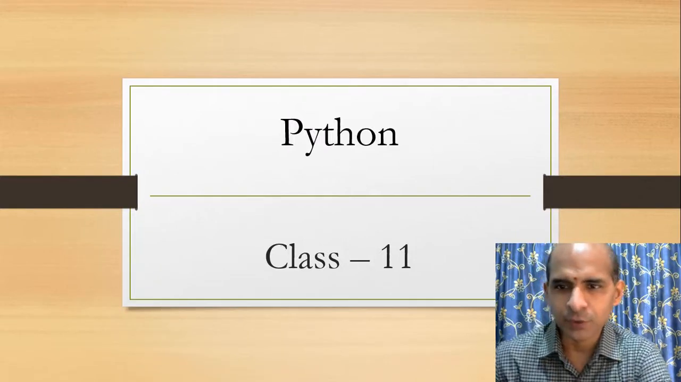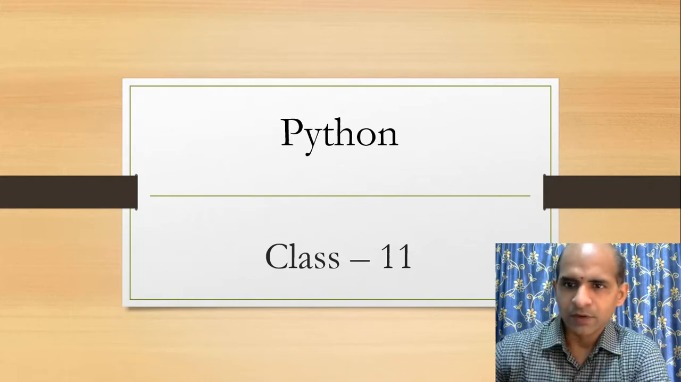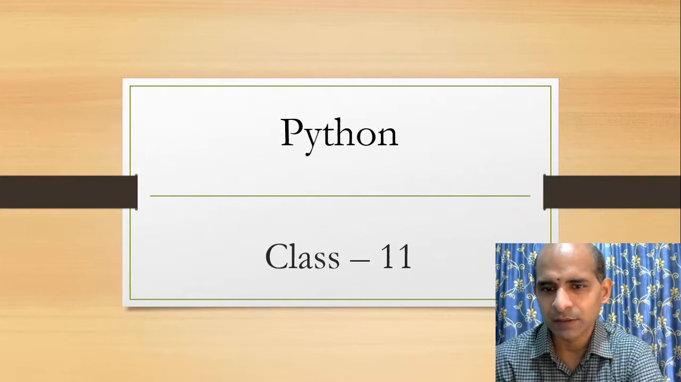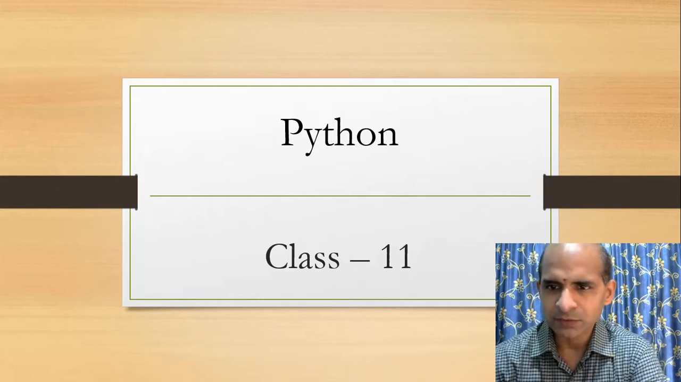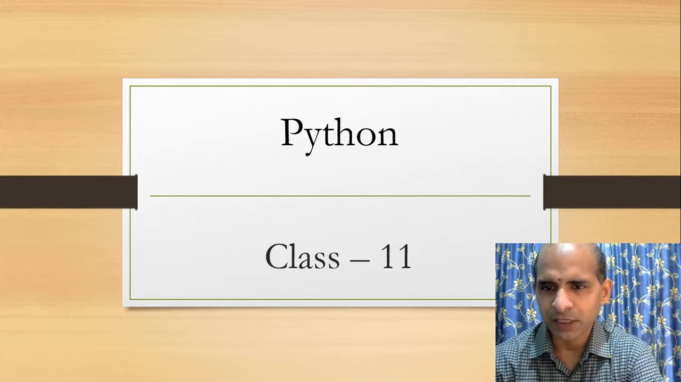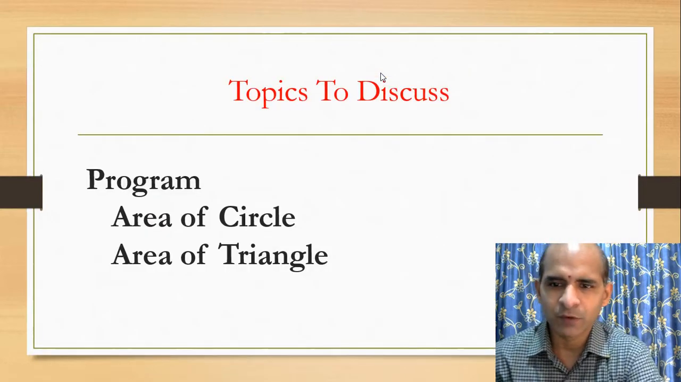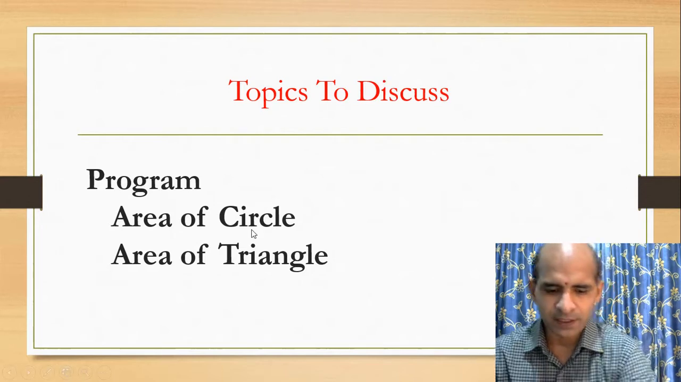Today we are going to discuss some of the programs. In our previous class, we discussed how to accept three numbers and display the sum of the first and second number and the multiplication of the second and third number. So in this class, we will try to find the answer for two more examples: the area of a circle as well as the area of a triangle.